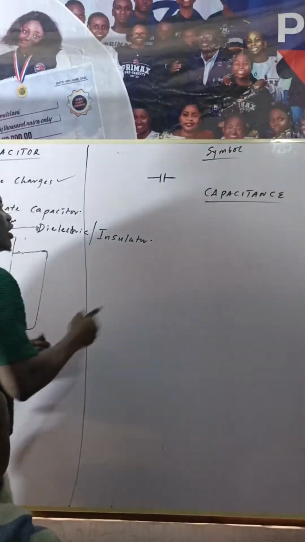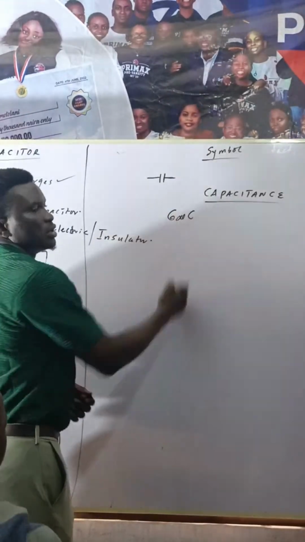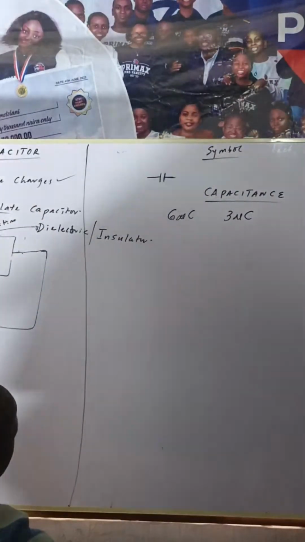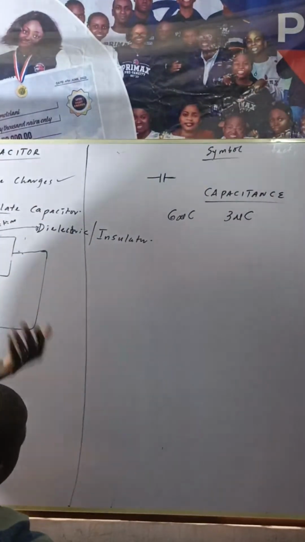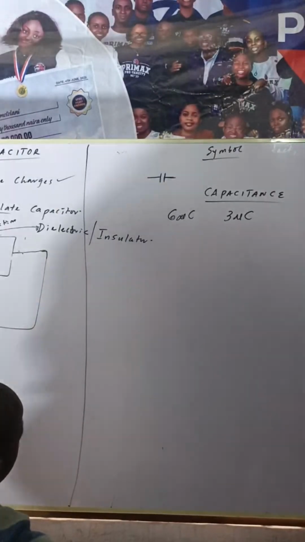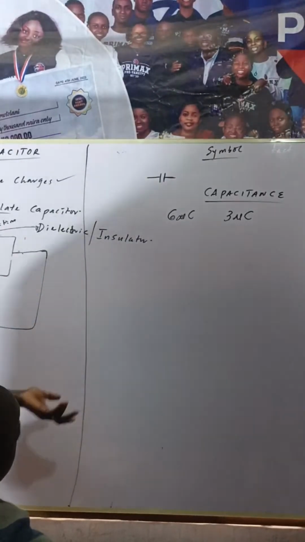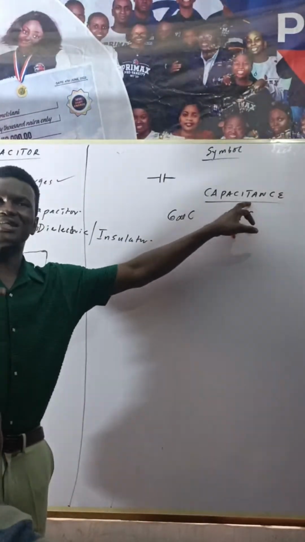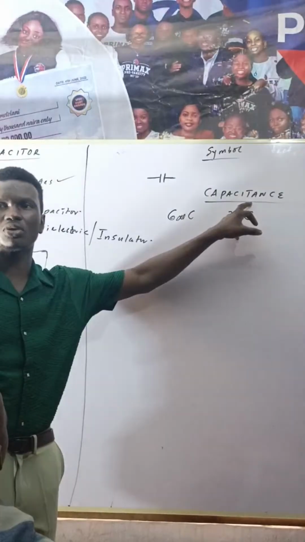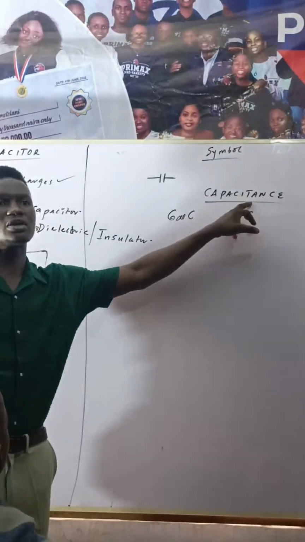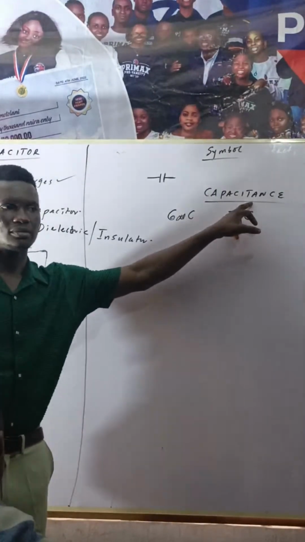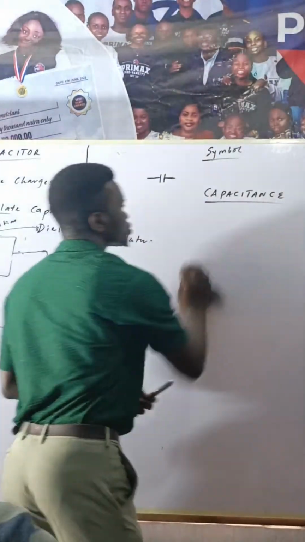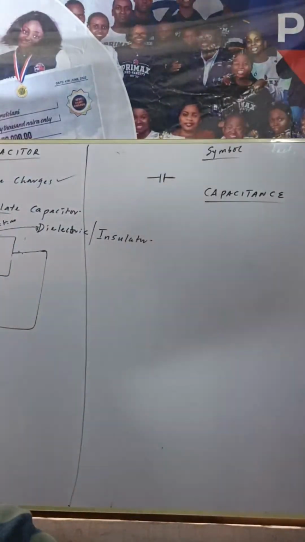A capacitor of 6 microcoulomb and a capacitor of 3 microcoulomb. Which one has a higher capacitance? Which one can store more charges? Do you get it? All these things are basic things. So now, capacitance of a capacitor is defined as the ability of a capacitor to store an electric charge, or to store electrical charges. That is capacitance. The ability of a capacitor to store what? Electrical charges.